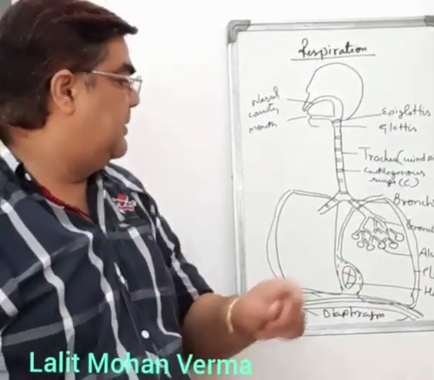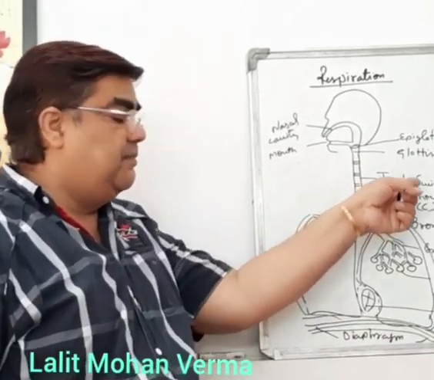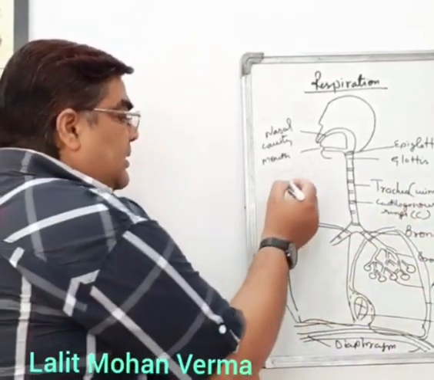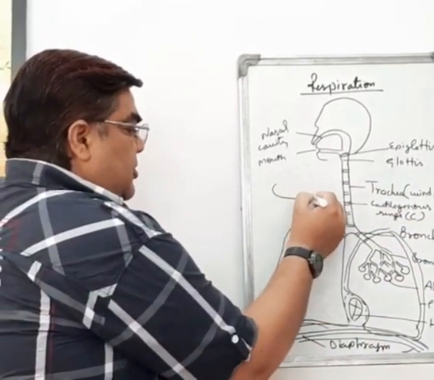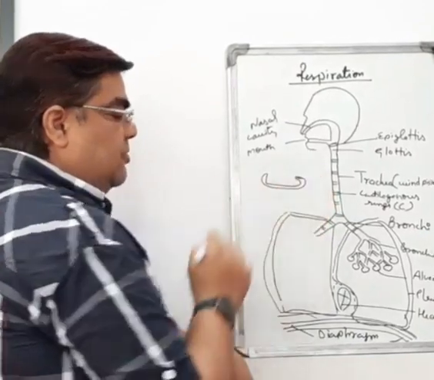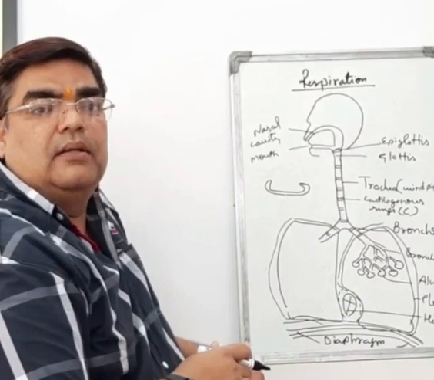Two things to keep in mind: in place of the food pipe there is a windpipe having cartilaginous rings. The cartilaginous ring is like this structure, a C-shaped structure, which prevents the trachea from collapsing.